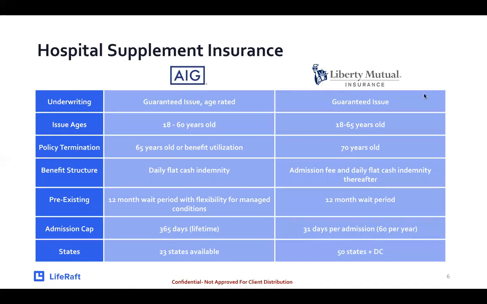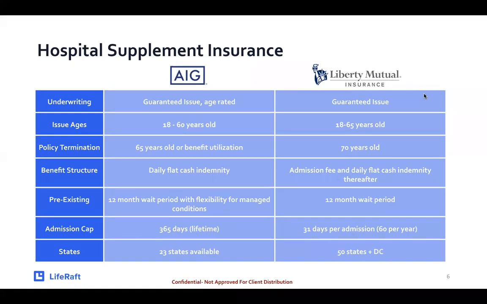Before last month, we had one product through AIG. We now have an additional option that is available. Again, that is going to be nationwide, available in all 50 states and DC. As a reminder, hospital supplement is designed to pay your clients either a daily cash indemnity with AIG, so it's the same payout every single day that they are in a hospital, or an admission fee followed by a daily cash benefit for every additional day that they're in the hospital through Liberty Mutual.